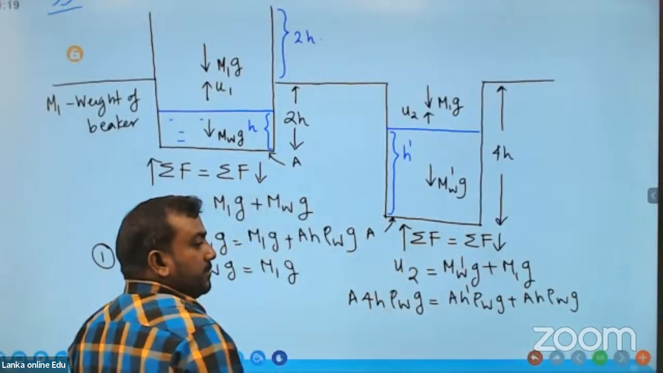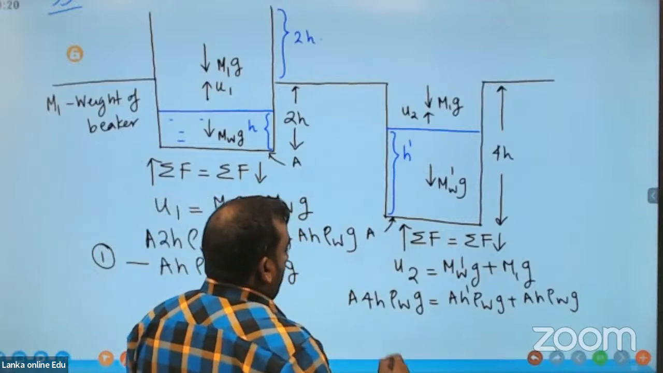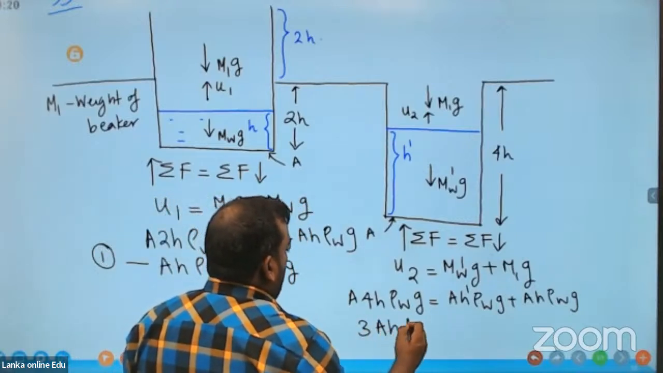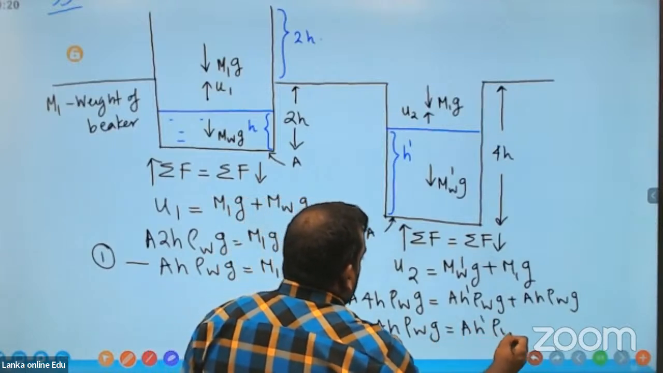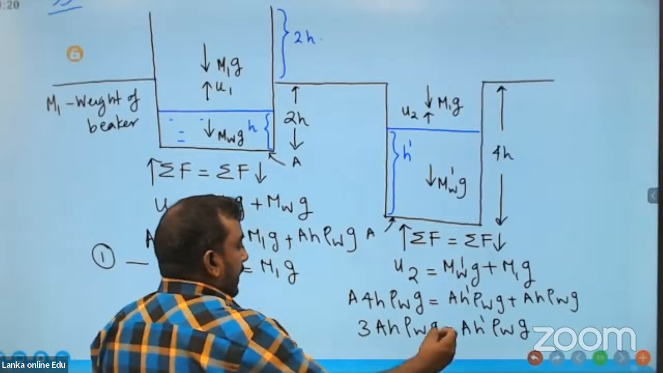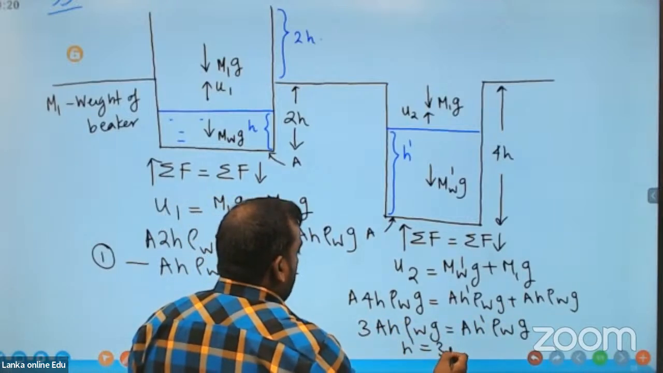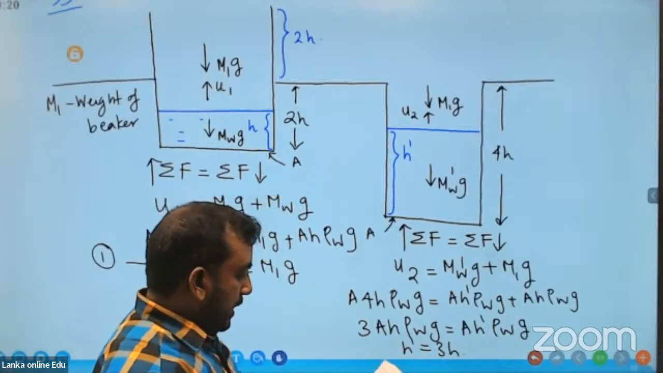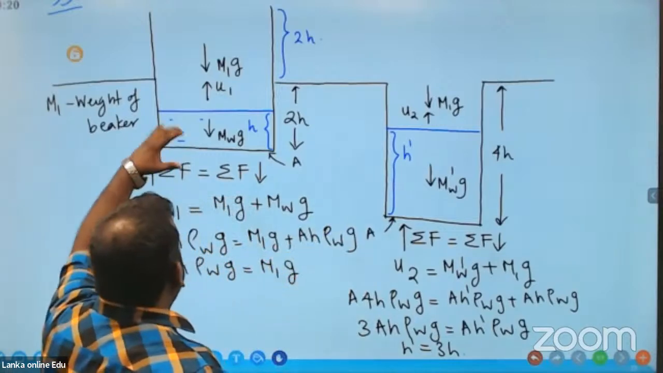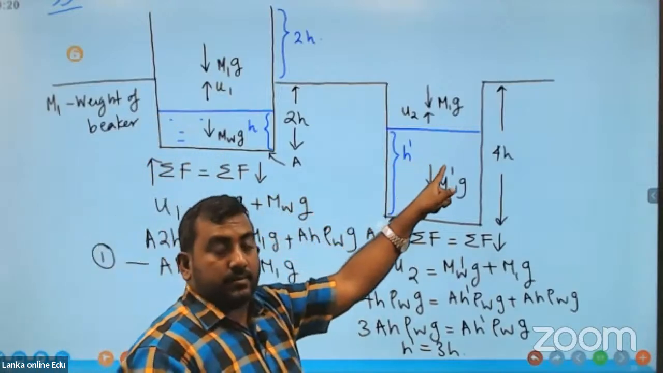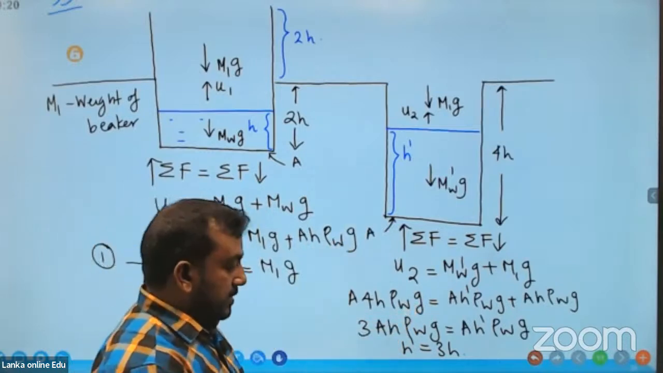Take it to the other side. 4 times AH rho_w g minus AH rho_w g, 3 times AH rho_w g equals AH dash rho_w g. A rho_w g cancel off. H dash equals 3h. So I must raise the water from h to 3h. If I raise the water from h to 3h, I can achieve this.